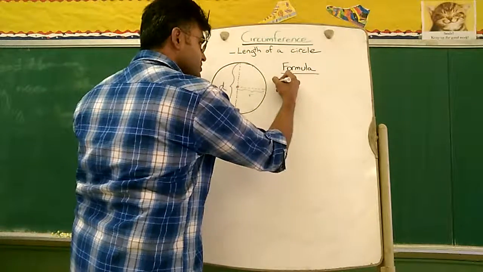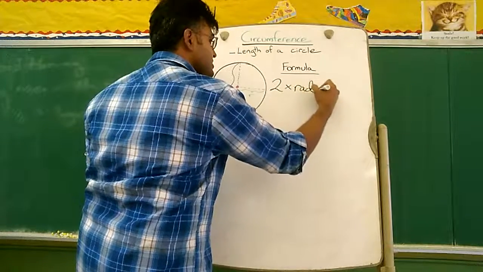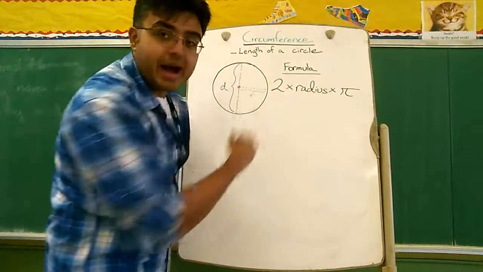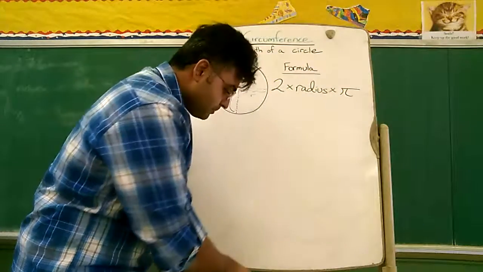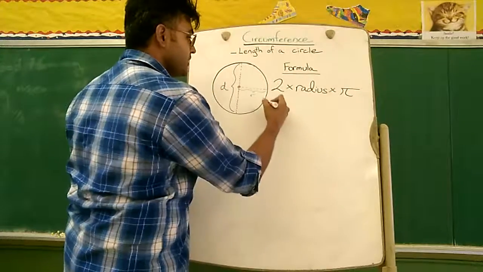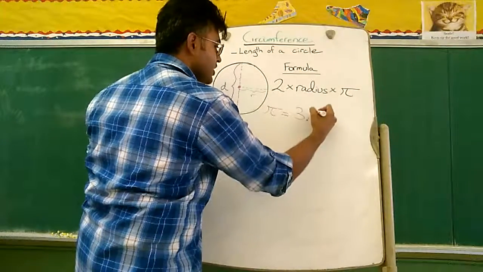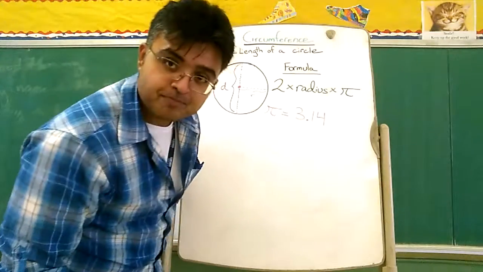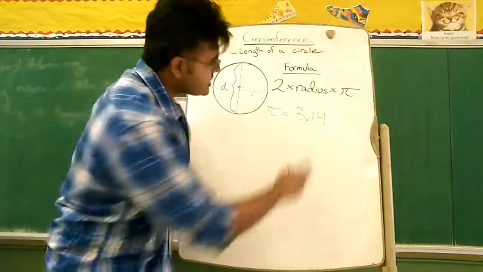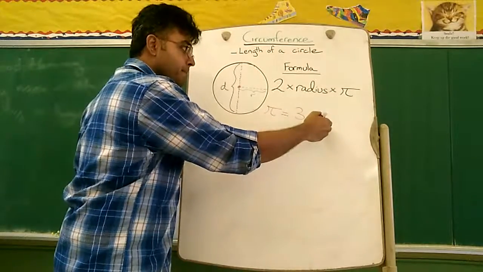The formula is 2 times radius times pi. Now, kids all know this, I hope they do. Pi is a special number. Pi is equal to 3.14. It actually goes on, 3.14, 15, and so on. We don't need all those numbers. We just need these numbers, and that's good enough. Pi is equal to 3.14.